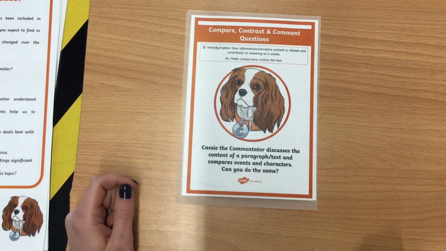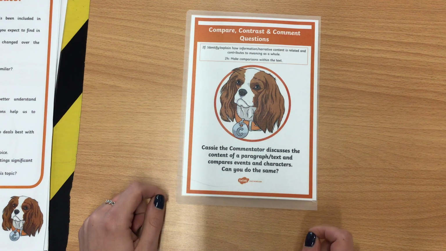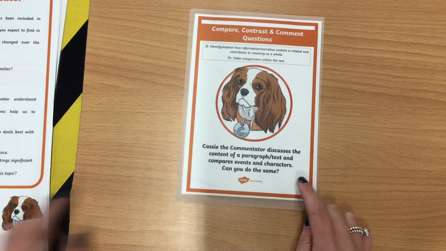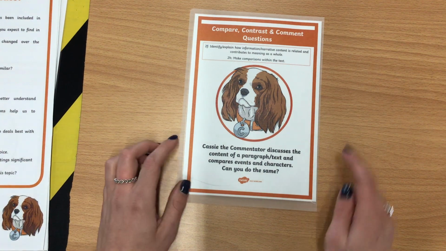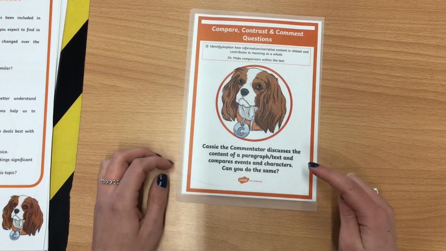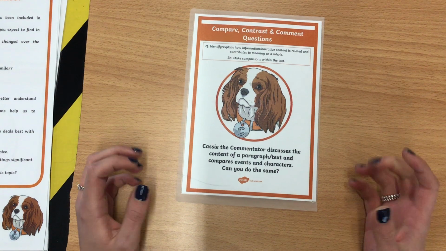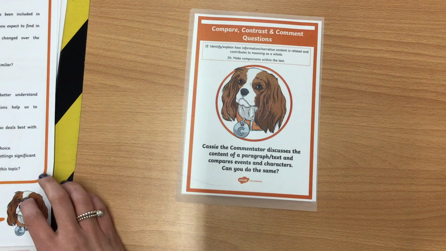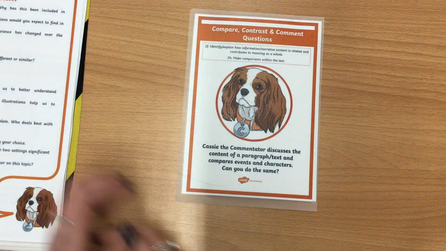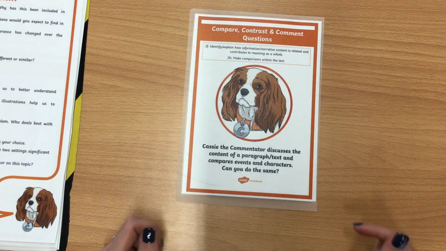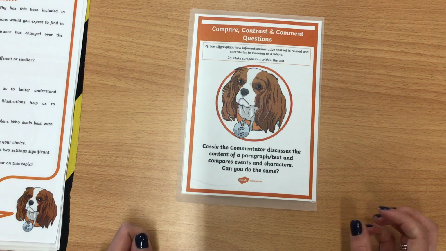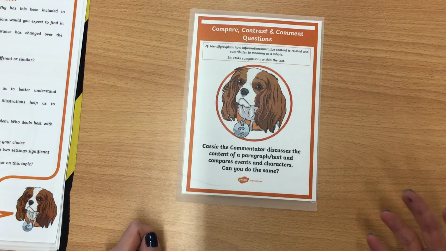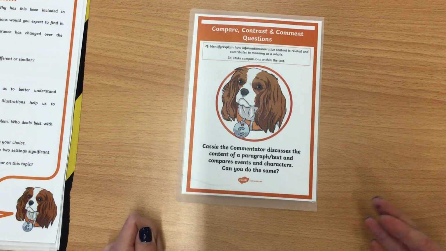Cassie, the commentator, discusses the content of a paragraph or a text and compares events and characters. What this means is whenever you're becoming Cassie, you're looking at the layout, and often this is non-fiction text as well. So you might be thinking about the diagrams in the text or a table that's used, and thinking about the purpose of that. You're thinking, why has the author chosen to add pictures or annotations to the text I'm reading? What is the purpose of this?